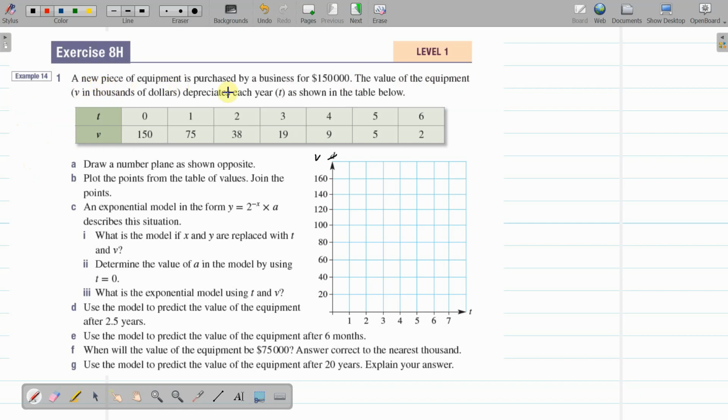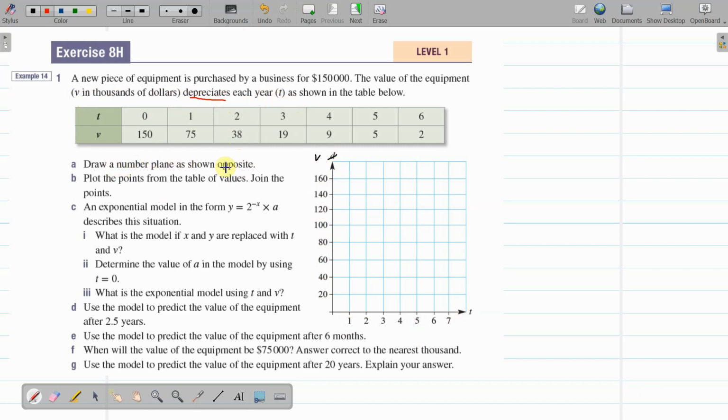A new piece of equipment is purchased by a business for $150,000. The value of the equipment V in thousands of dollars. That's where the first error in the textbook is. That shouldn't be D, that's V. And these are in thousands of dollars. Depreciates, which means that the value is getting less and less. So we've got a downward trend in the graph. And each year in T, so these are years.